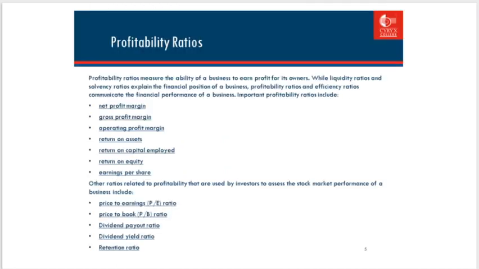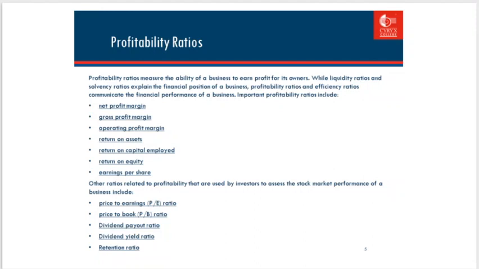Profitability ratios. Profitability ratios measure the ability of a business to earn profit for its owners, while liquidity ratios and solvency ratios explain the financial position of a business. Profitability ratios and efficiency ratios communicate the financial performance of a business. Important profitability ratios include: first, net profit margin; second, gross profit margin; third, operating profit margin; fourth, return on assets; fifth, return on capital employed; sixth, return on equity; earnings per share.